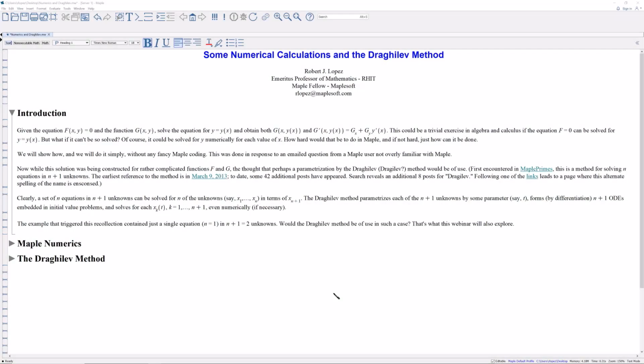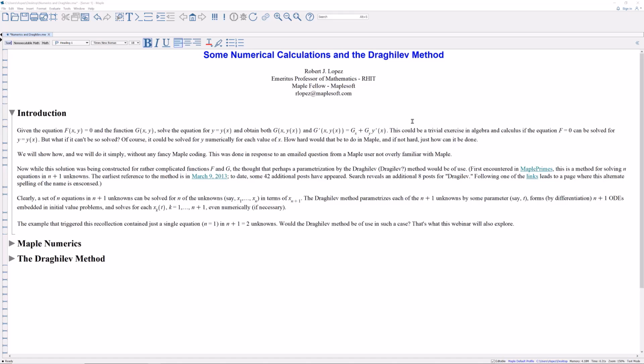Some numerical calculations and the Draghilev method. Given the equation f of x and y equals 0 and the function g of x and y, solve the equation for y equals y of x and then obtain g of x, y of x, which is a function of x, and its derivative, g prime, which from multivariate calculus is g sub x plus g sub y, y prime.